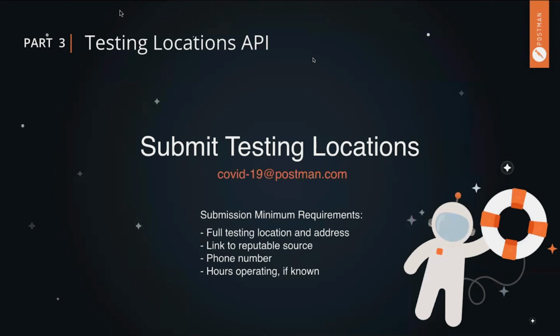If you are going to submit some testing locations, we need some data for you to actually flesh this out. So we'll need both the full testing location and address. Most importantly, a link to a reputable source confirming that this site is accurate and currently available. A phone number if possible, as well as hours of operation if known.